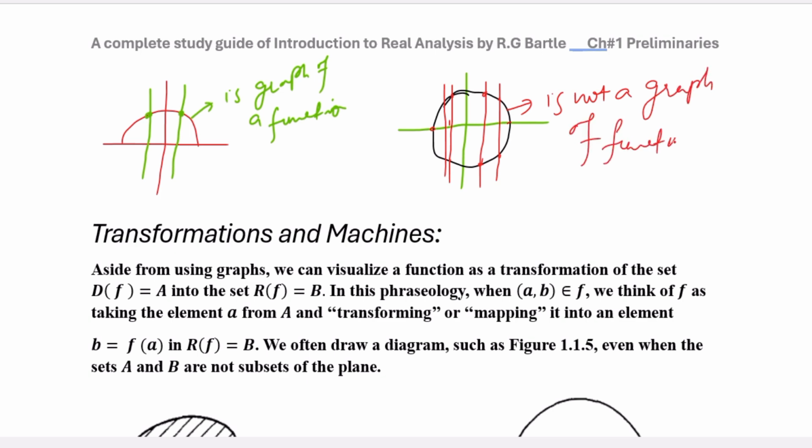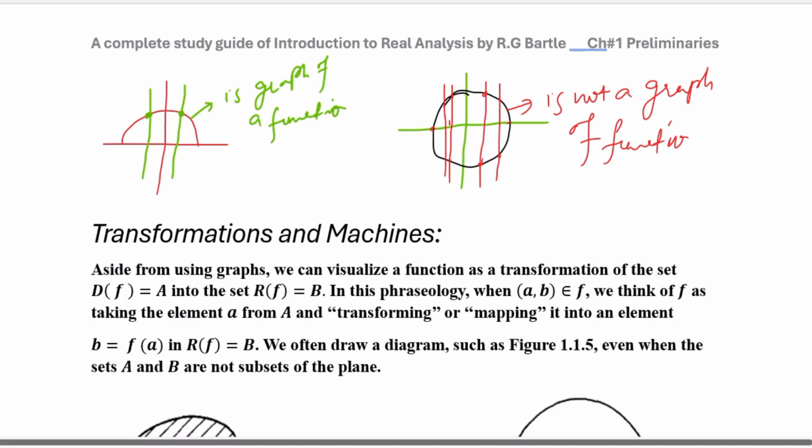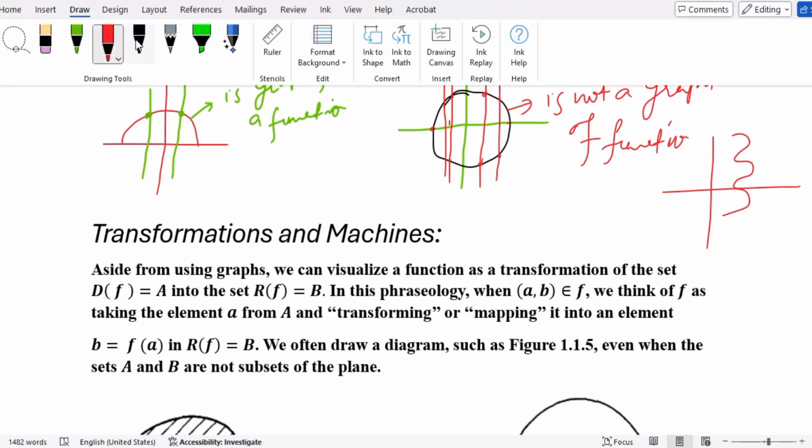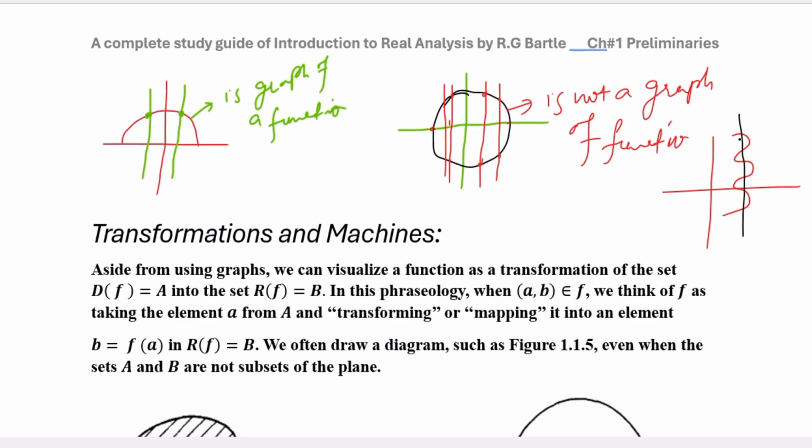Similarly, if you draw a random graph like this, suppose this is another graph. Again, if you draw a vertical line, this vertical line cuts the graph at multiple points, at this point, this, 3, 4, at 5 points, 6 points. At 6 points this vertical line cuts the graph. So this is not a graph of a function.